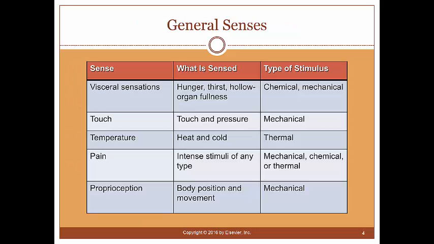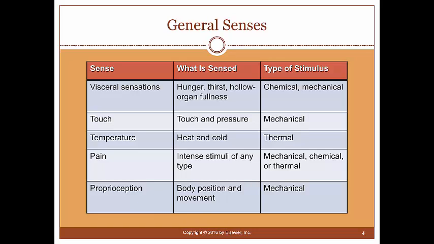So when we get to general senses, we end up having 5 general senses in the body. We have visceral sensations, so this is things like hunger, thirst, and then emptiness and fullness of organs like the bladder or your stomach. Things like hunger and thirst are usually chemical or can also be mechanical, whereas organ fullness is going to be mechanical. We have touch, which is actually having something touch or put pressure against the body, and that is a mechanical. It's going to actually put pressure against a nerve.